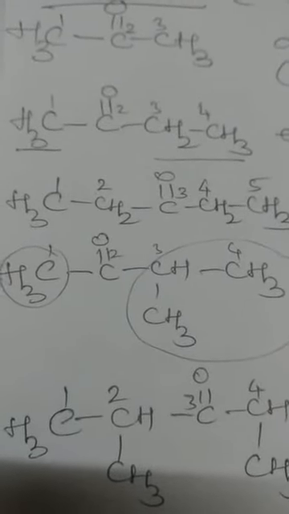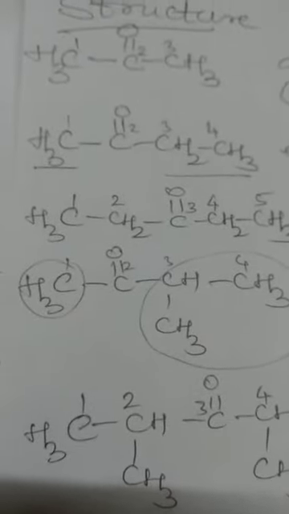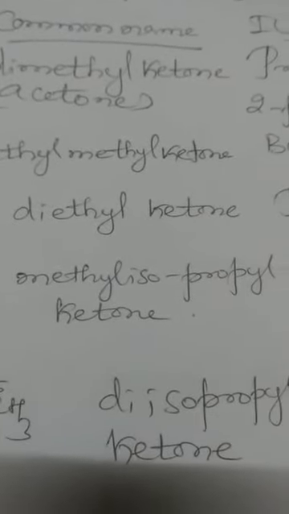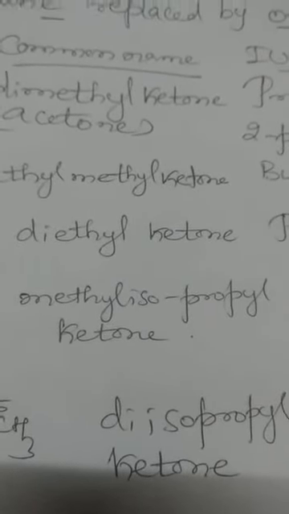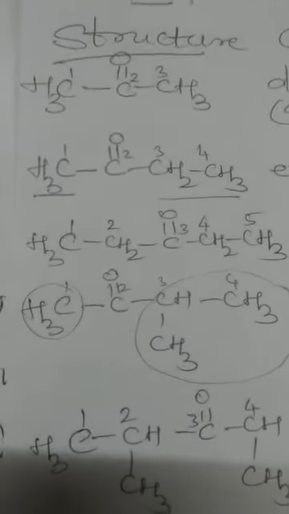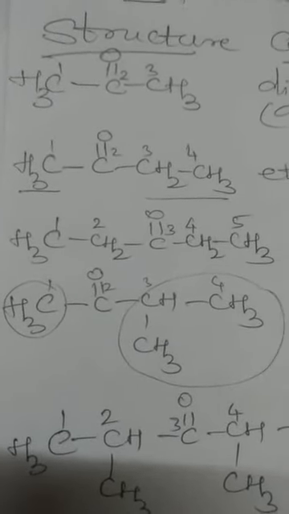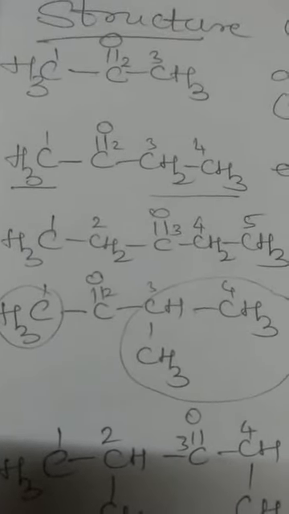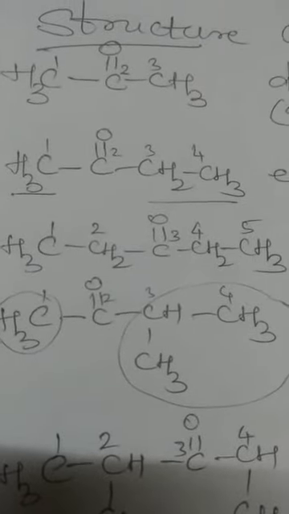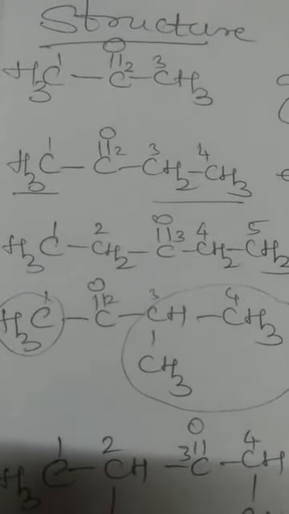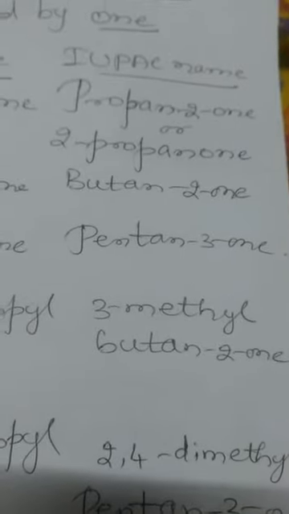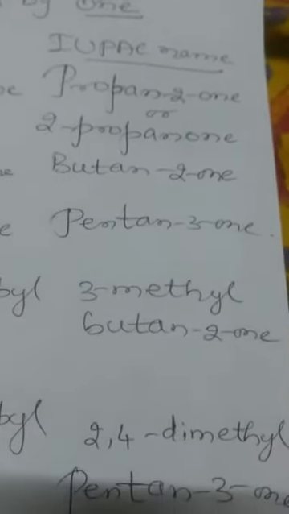Next example, there is 1 methyl group and 1 isopropyl group. I hope you remember CH3 twice attached to CH is the isopropyl group. So the common name, following the alphabetical order, will be methyl isopropyl ketone. Now coming to the IUPAC system, look at the numbering. The third carbon has a methyl group and the second carbon is the carbonyl carbon. The prefix will be 3-methyl and the IUPAC name is 3-methyl butane 2-one.